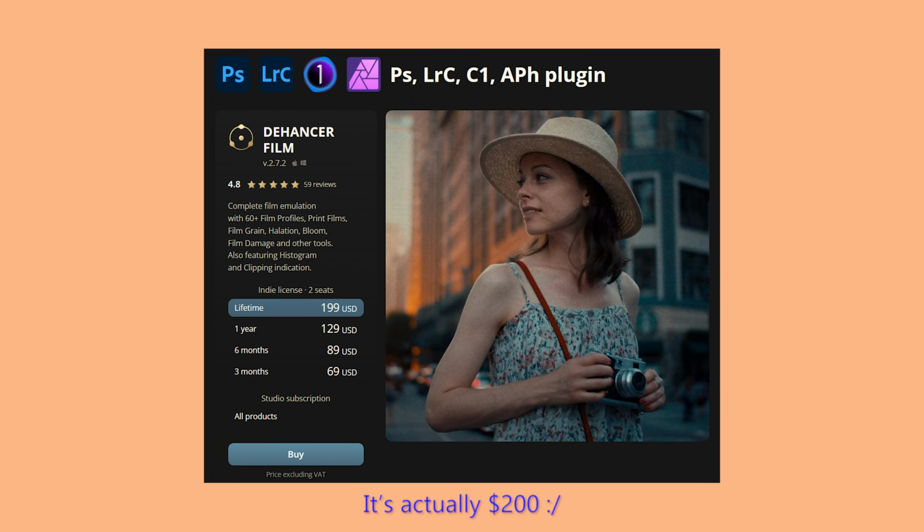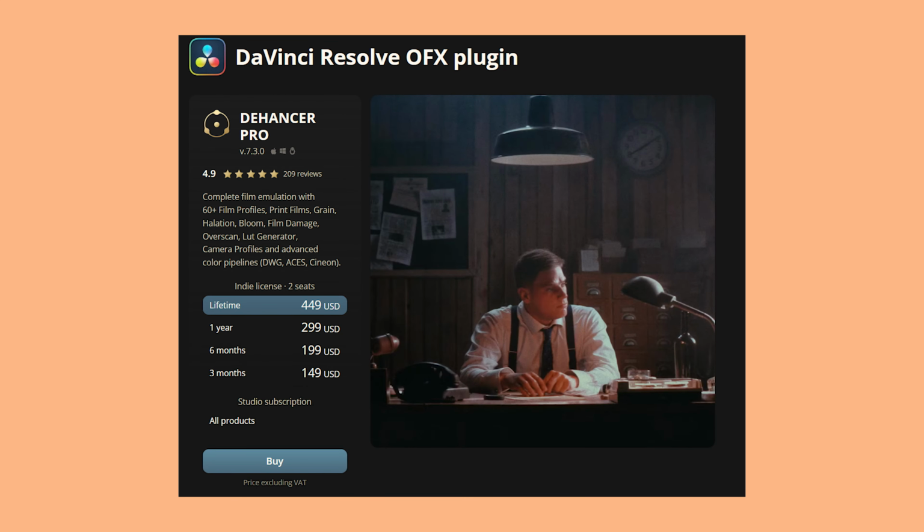Are there any cons with Dehancer? In terms of technical aspects, personally I didn't find anything too troubling, but if I had to pick a con, then maybe it would be the price. $100 for a photo plugin and up to $450 for a video plugin might be a very big barrier to entry for many individual creators such as myself.